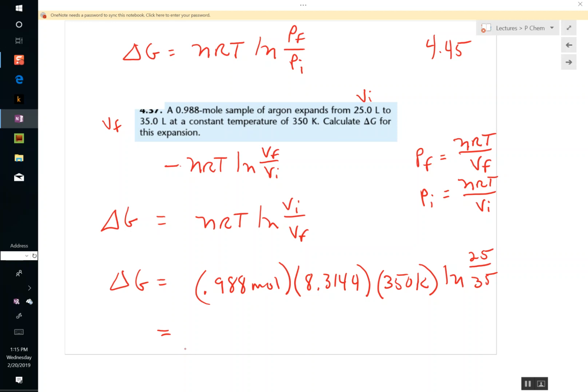Taja, what'd you get? Negative 965.35. Okay. 967, sorry. Negative 967. And that's joules, right? Yes, joules. Because this is joules per mole Kelvin, 8.3144 joules per mole Kelvin. And then we got moles crossing out, Kelvins crossing out, we got joules.